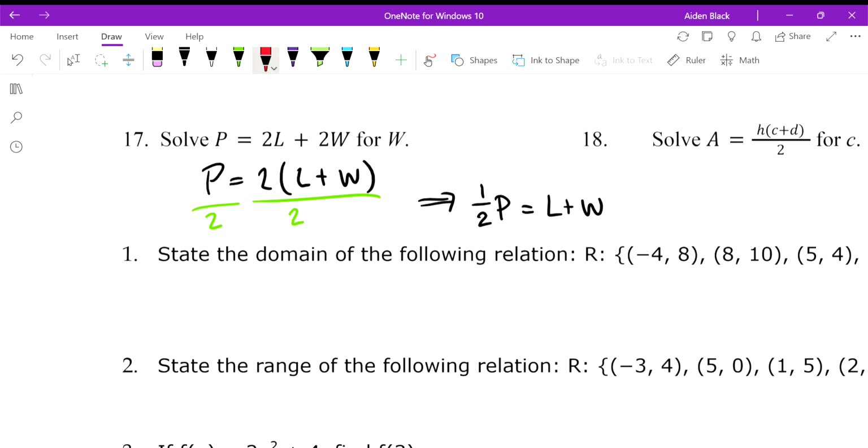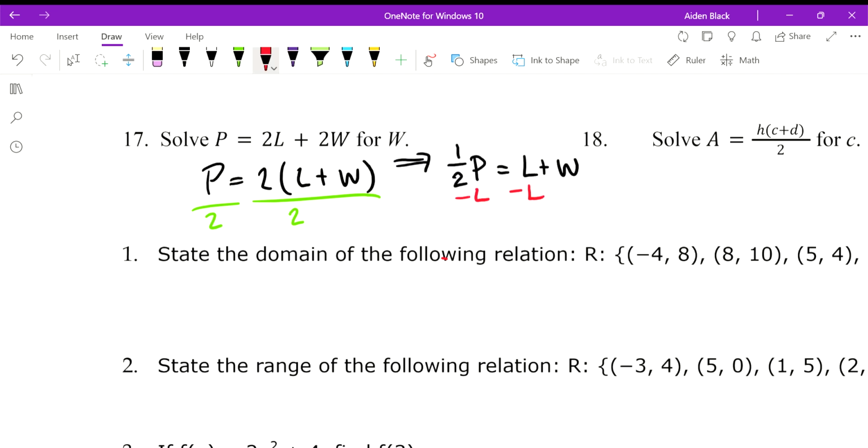From here, I'll want to get rid of the L, so I'll subtract L from both sides. Flip that up so I can finish. W is equal to, this cancels, I get 1/2 P minus L, and there's my answer.